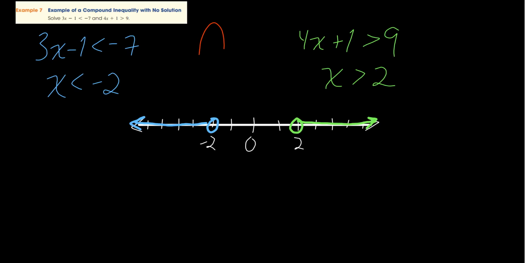Okay, so keep in mind that this is "and", so this means intersection. So I would ask myself, where do these two number lines, the blue and the green, intersect? Well, they don't, right? Obviously, they do not overlap one another. So what we would say is that the solution set here is the empty set, right? And that's it.